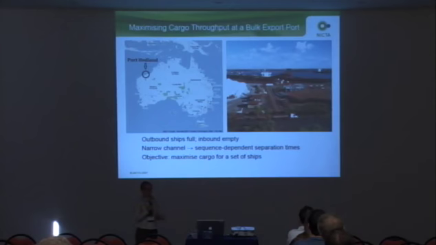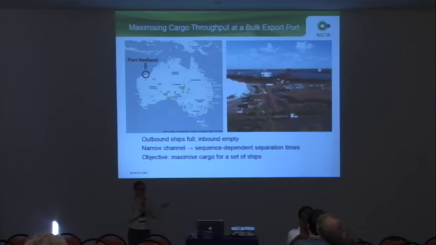The exact problem I'm looking at is quite different from Kevin's problem. So I'm looking at maximizing the cargo throughput at a single bulk export port. So I'm looking at bulk cargo as opposed to container cargo. Bulk cargo means things like coal, iron ore, wheat, things that are carried directly in the hold of a ship rather than in containers.